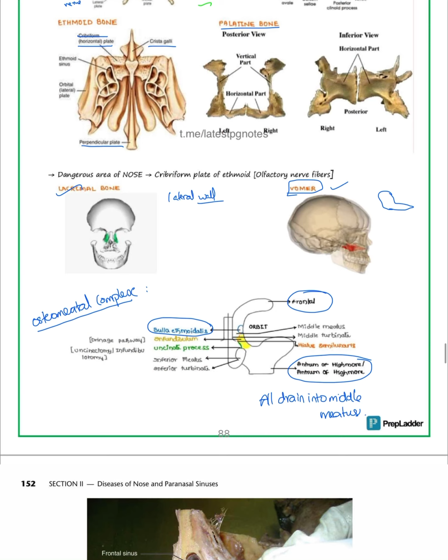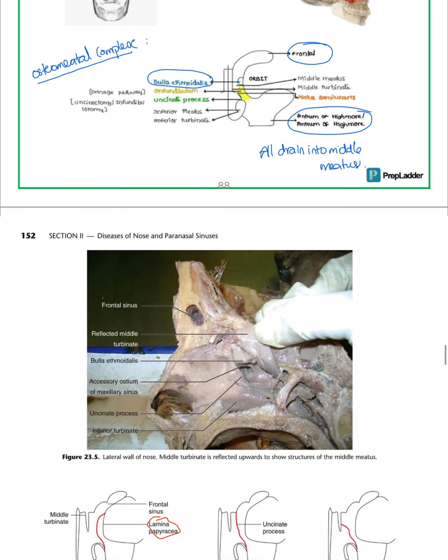As I said earlier, this is the osteomeatal complex, that is the opening of the middle meatus. You can see this is the maxillary sinus, this is the frontal sinus. Okay, then this is the bulla ethmoidalis, the opening of the ethmoidal sinus, all draining to the middle meatus. This process hangs down and closes this meatus, it is the uncinate process. You can see this is the reflected middle turbinate.